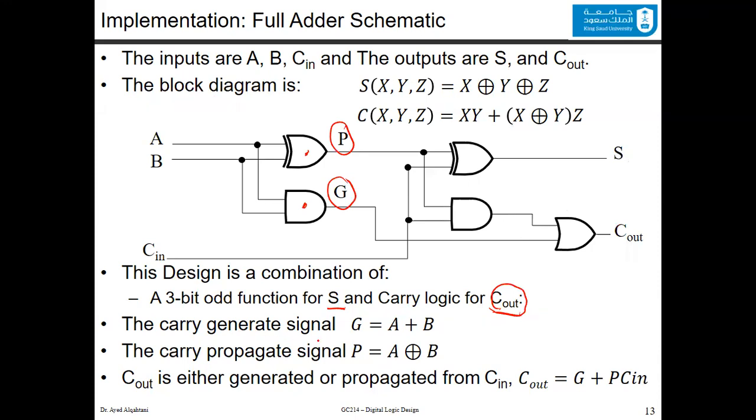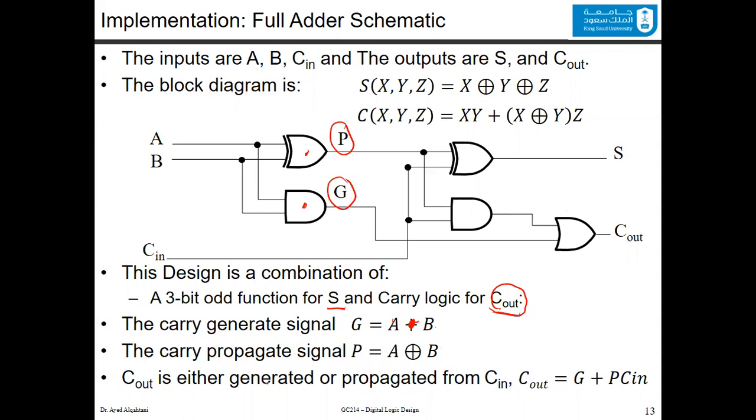The carry generate signal, this is the generate, is the AND between the A and B, and the carry propagate is the A XOR with B. So this is a mistake. It's supposed to be the AND.